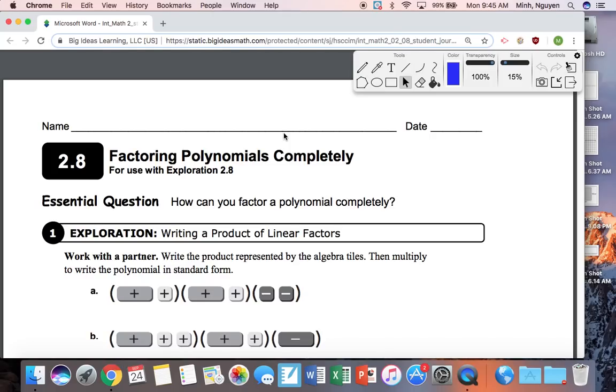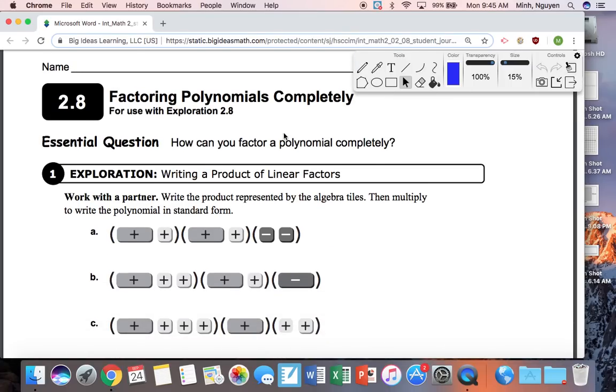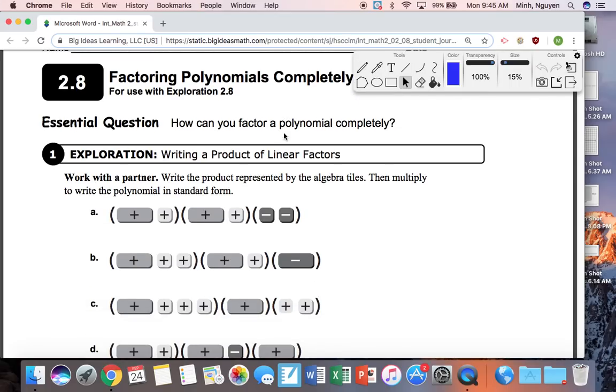Guys, we're on section 2.8, the last section of the chapter before your chapter 2 test. This is page 68, and the section is factoring polynomials completely. How can you factor a polynomial completely?